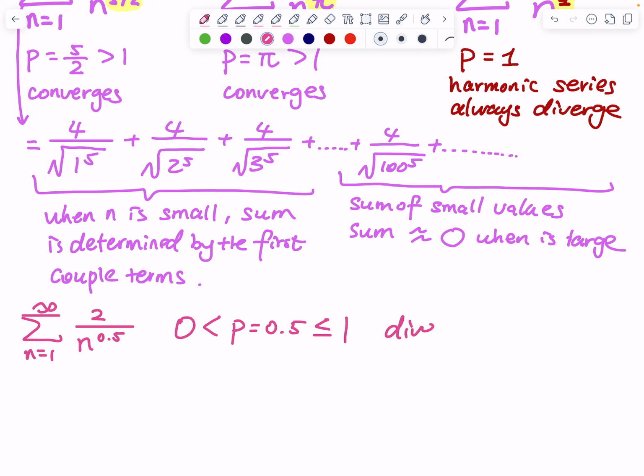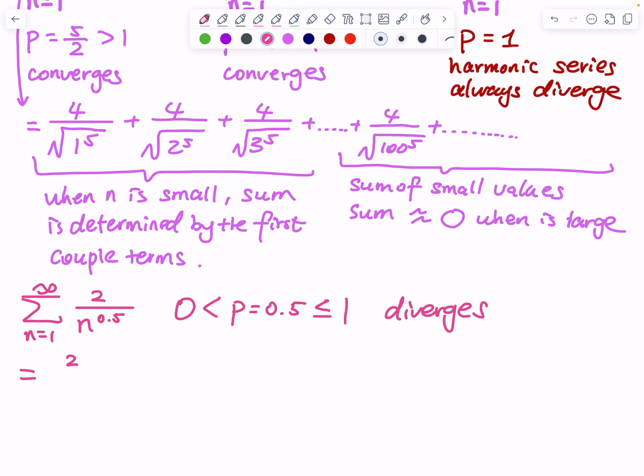This diverges. That is based on the p-series. How do you know that it diverges? Okay, let's open this up. 2 divided by 1 to the 0.5, plus 2 divided by 2 to the 0.5, plus 2 divided by 3 to the 0.5, plus 2 divided by 4 to the 0.5, and then you keep on adding.